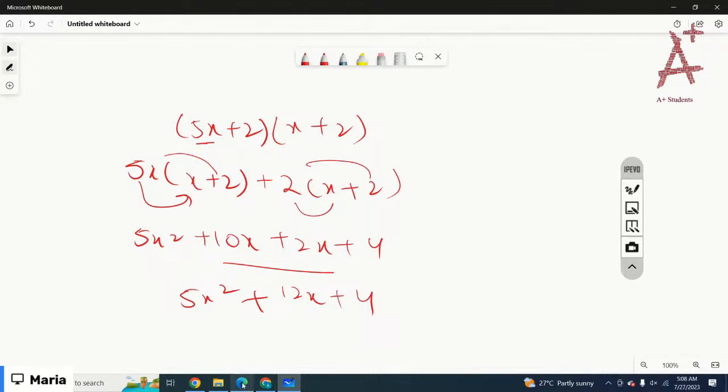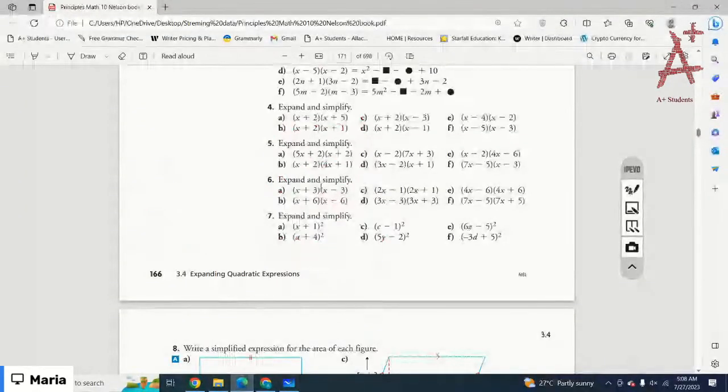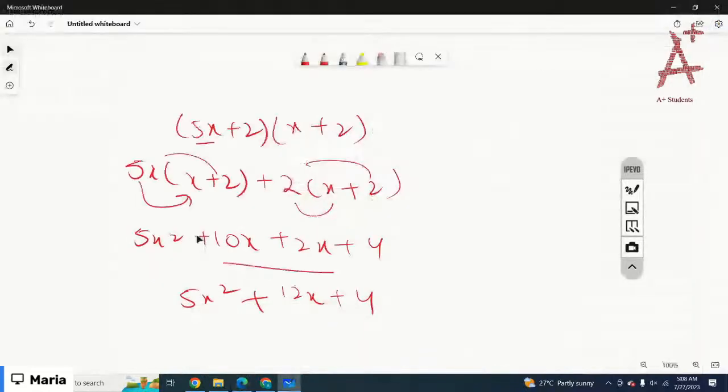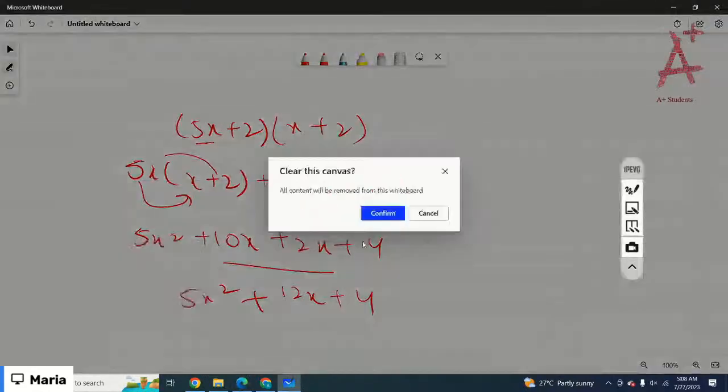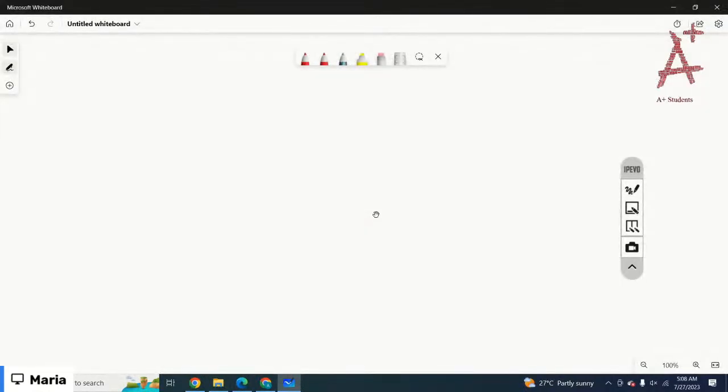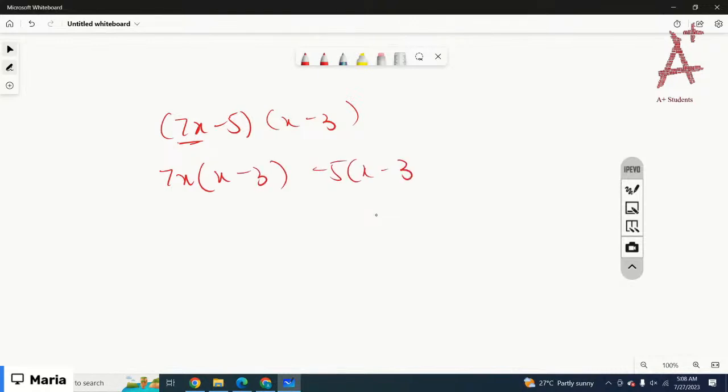The next one, let's do another part from question number 5, that is 7x minus 5 times x minus 3. So you have to do the same thing. Just apply the distributive property. You have to do 7x times x minus 3 and minus 5 times x minus 3.